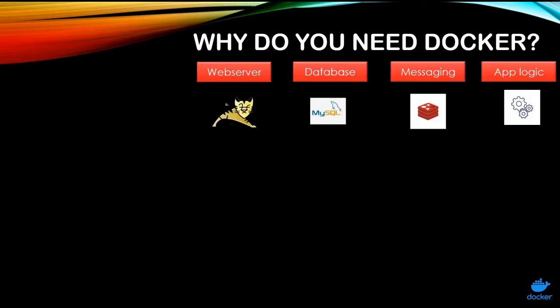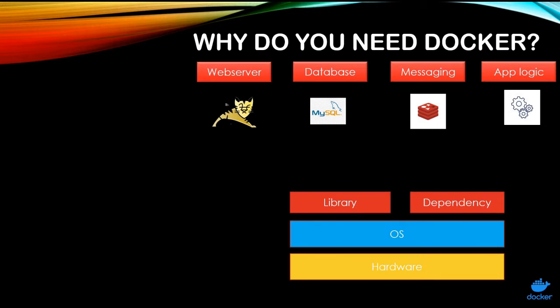Now assume you are a project lead and you are asked to create a deployment stack which uses one web server, one database, one messaging application, and one application logic. Maybe the application logic is written in Java, Python, Node.js, or something else. So for that, what is required? You need the specific hardware, some OS, some library, or dependency.